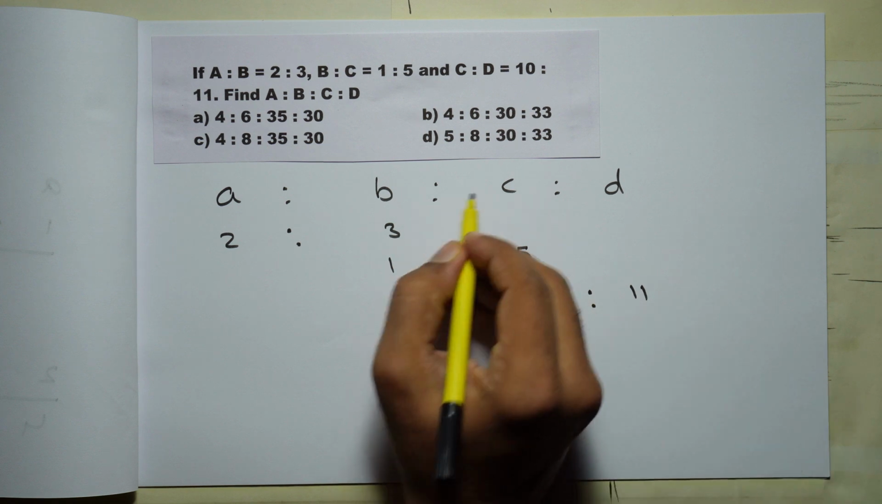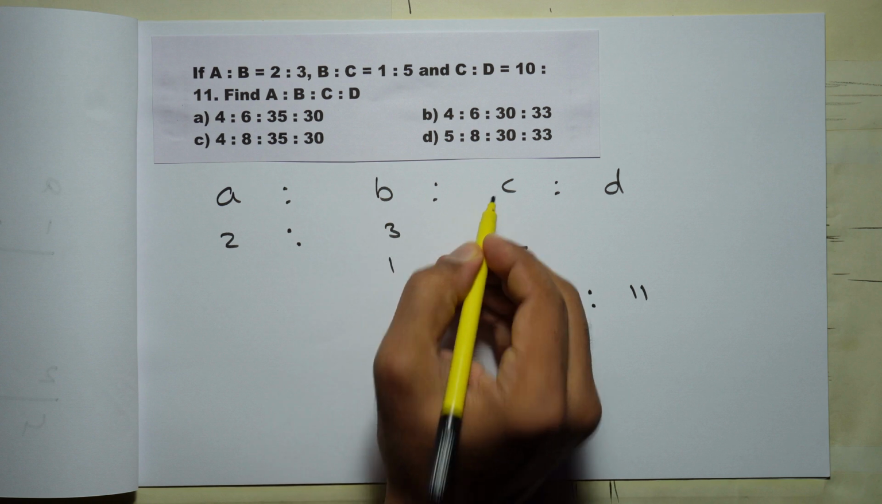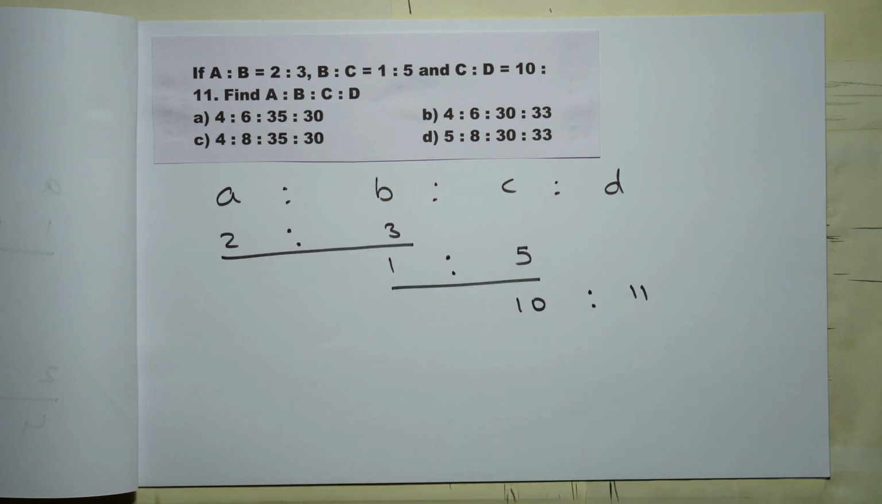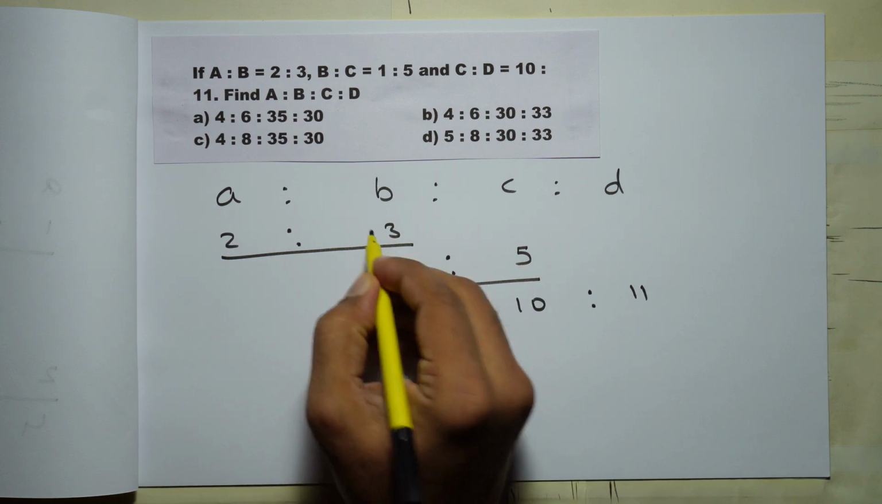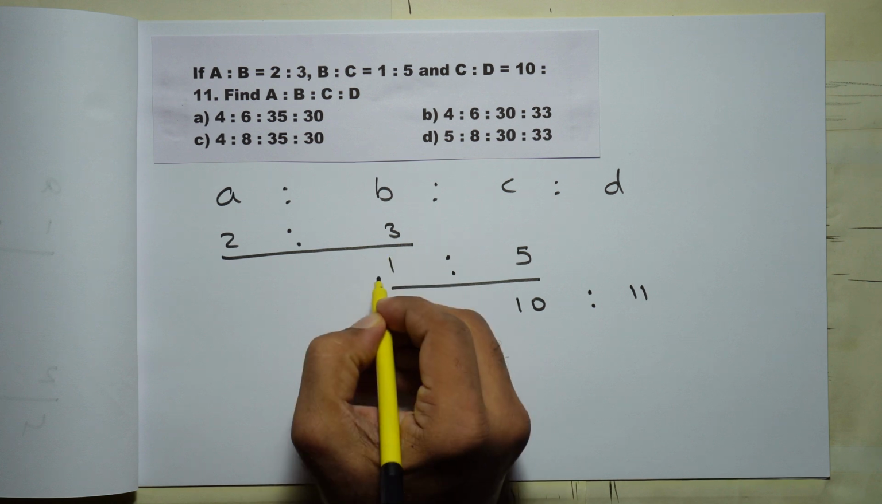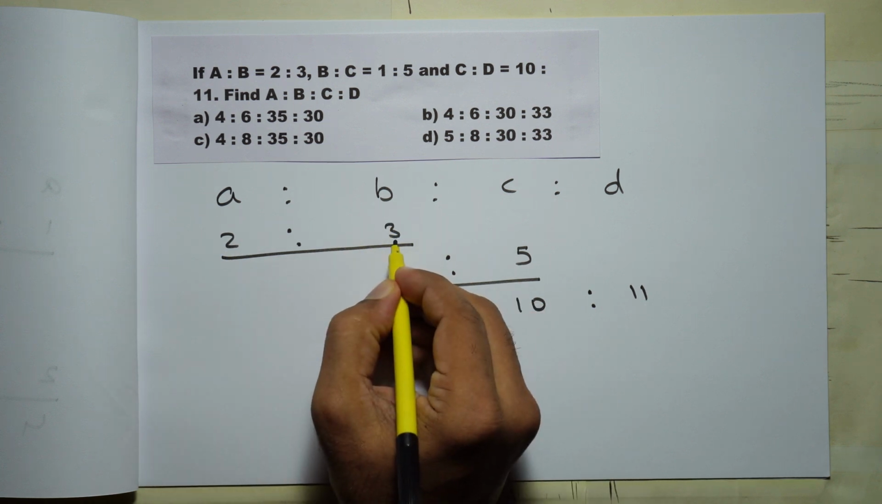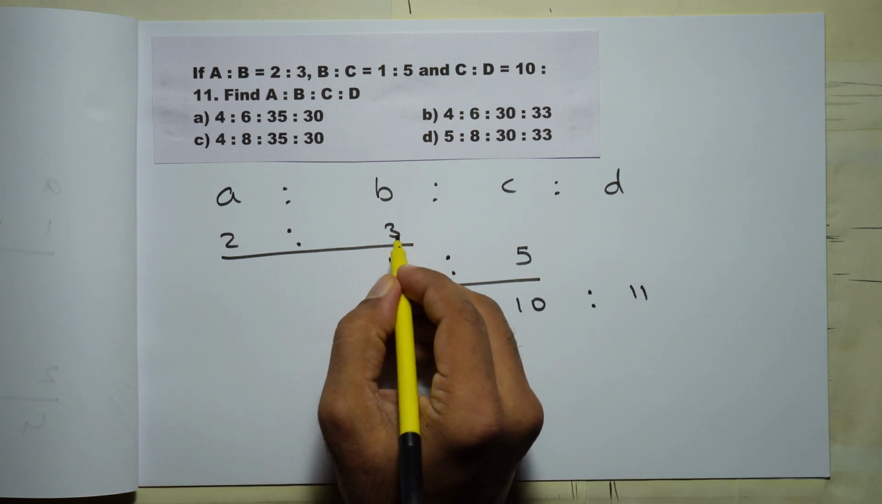Now we must find the combined ratio A is to B is to C is to D. As a first step, we will find the combined ratio A is to B is to C. That is, we will combine these two ratios. To combine them, the first step is to assign a value for B. We are choosing B because B is common to both the ratios. B is there in the first ratio, it is there in the second ratio also. So we have to assign a value for B.